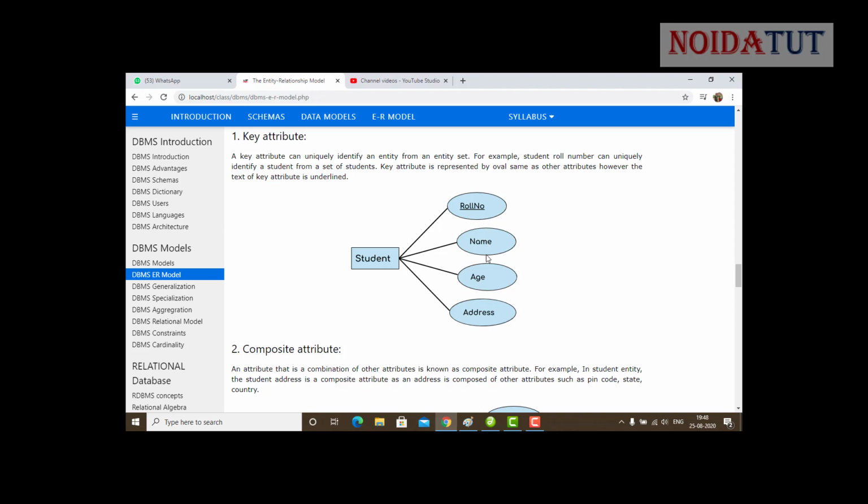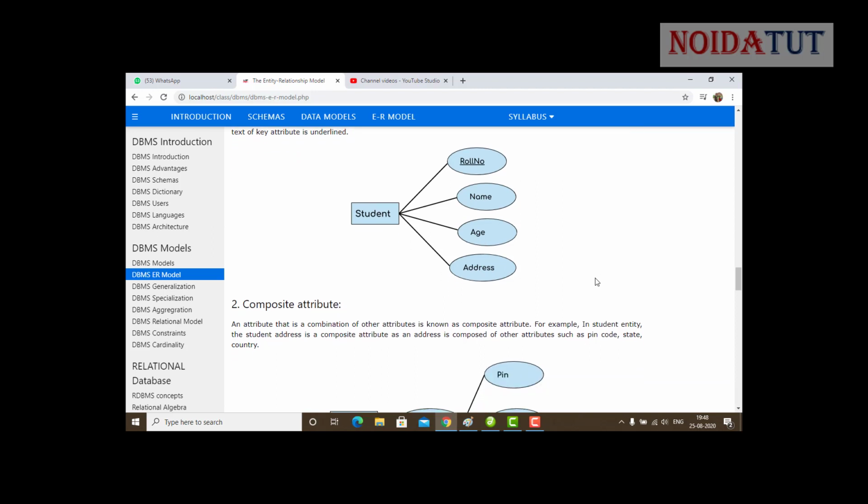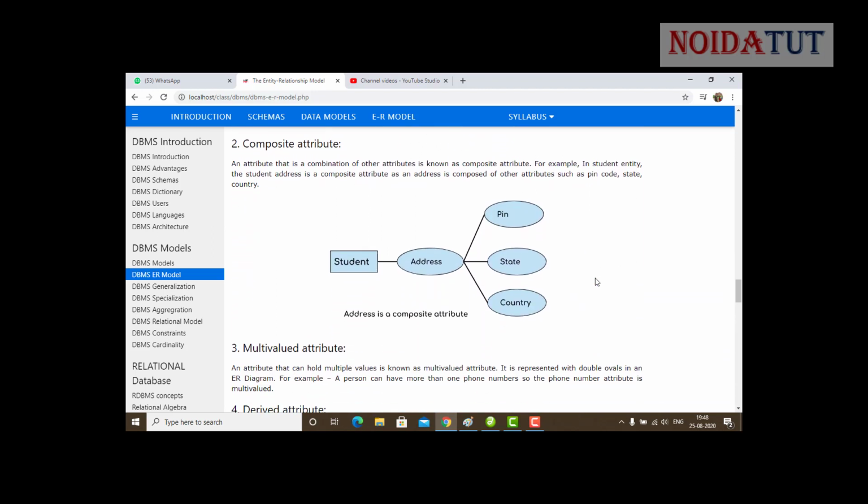Name of a person, age of a person, and address are attributes, but they do not uniquely identify the student. Now when we talk about the composite attribute, an attribute that is a combination of other attributes is known as a composite attribute. For example, in the student entity, the student address is a composite attribute as an address is composed of other attributes such as pin code, state, and country.